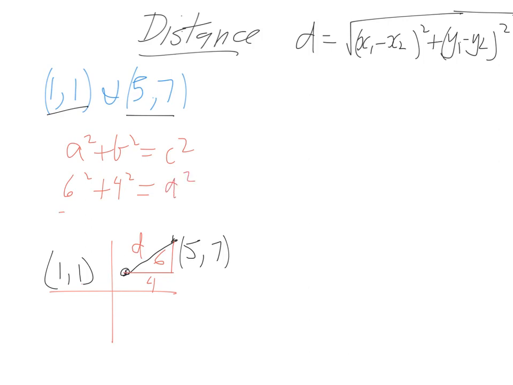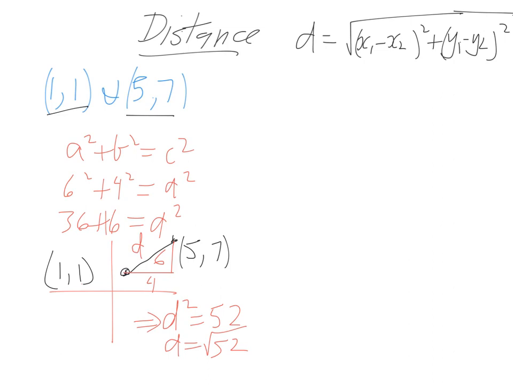So here we've got 36 plus 16 equals d squared. So what's that, 52? So we imply that d squared equals 52. So then d equals the square root of 52. Plug that into the calculator and away you go.